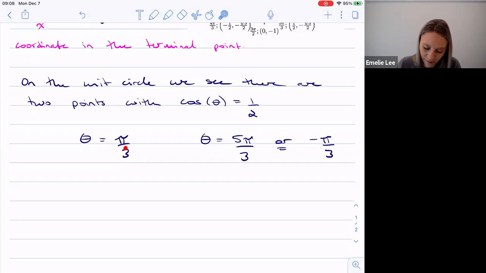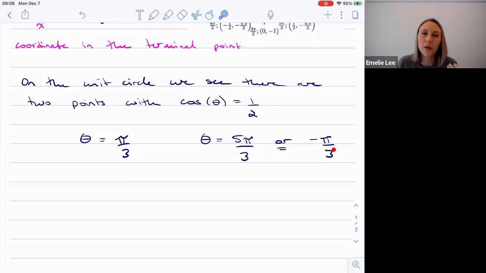Just for some symmetry, and getting used to using these negative angles, just because they're closer, so they're easier to think about, right? 5 pi over 3, I don't know about you guys, but it takes me a little while to figure out, okay, where is 5 pi over 3?